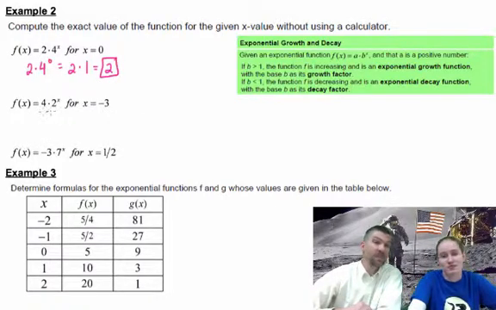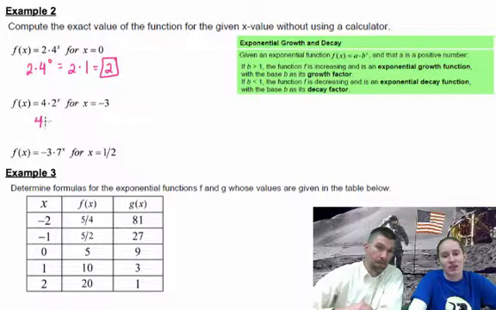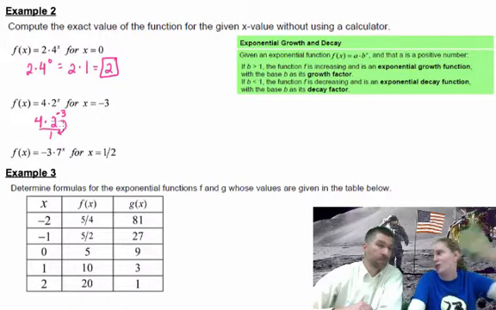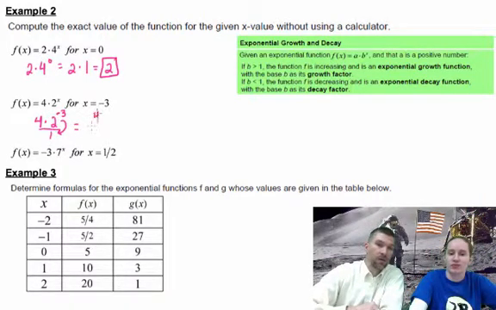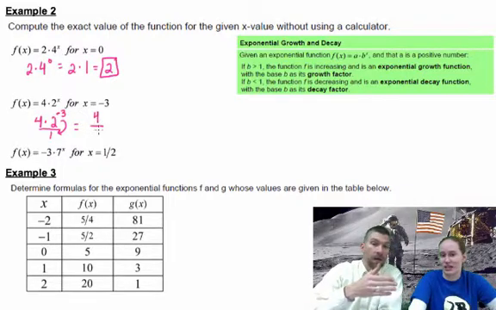Let's try another one. Let's do 4 times 2 to the x, and we're going to put negative 3 there. Oh no, a negative 3. Well, let's review what we do with negative exponents. We move them, if they're on top, to the bottom. If they were on bottom, we'd move them up to the top. Indeed. So the 4 is fine. It doesn't have to move.